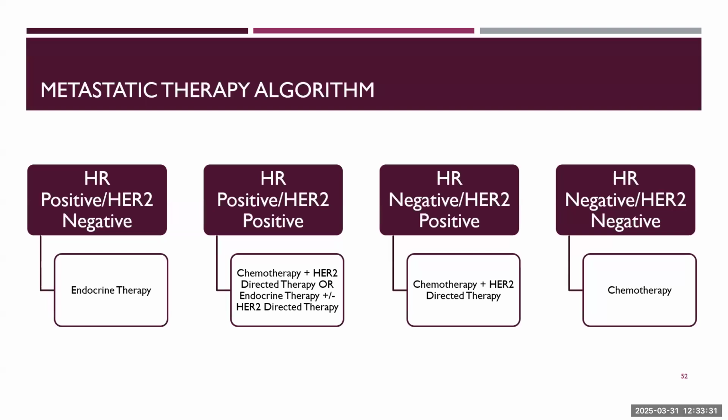Kind of going through our treatment algorithm, depending again on what subtype they have. So if they are HR positive, HER2 negative, then they will receive endocrine therapy. If they are HR positive and HER2 positive, we can either do chemotherapy plus that HER2 directed therapy, or we can do endocrine therapy plus or minus HER2 directed therapy. If they are HR negative, HER2 positive, they will get chemotherapy plus that HER2 directed therapy. And if they are triple negative or HR negative, HER2 negative, then again, the only option we have for these patients is chemotherapy.